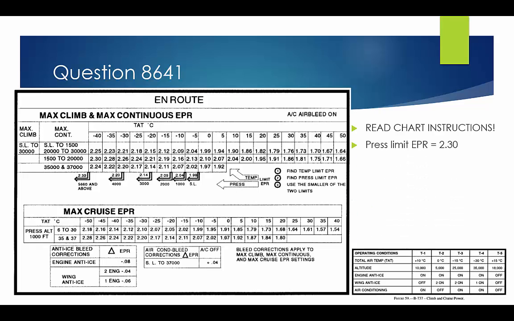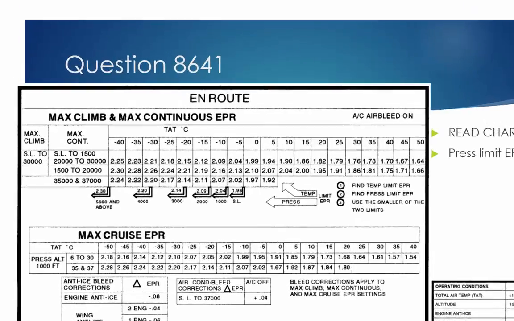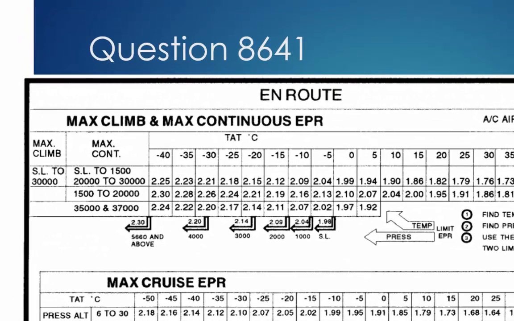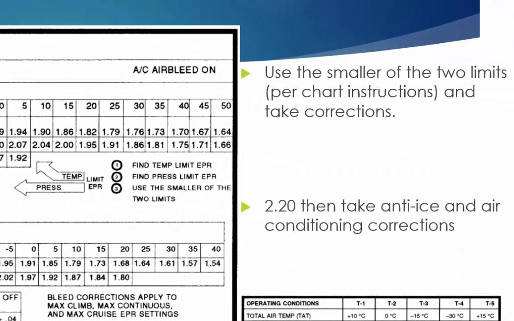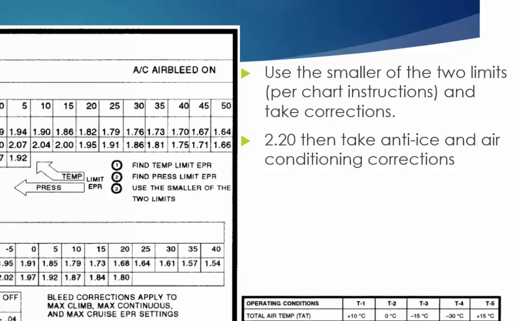The pressure limit EPR we find to be 2.30. Now we don't interpolate on these. We just find the altitude and we use the EPR number that's above it if it's in that range. So hooray, no interpolating for you. 5,680 feet and above, then our pressure limit EPR is 2.30. Now it's told us to use the smaller of the two limits. Remember, we're reading our chart instructions. So the smaller of those two, 2.2 versus 2.3, obviously the smaller is 2.20.